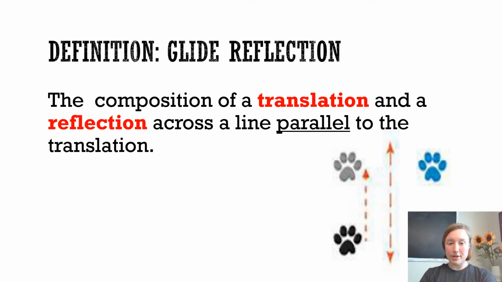So here's our formal definition of a glide reflection. It's the composition, or kind of combining, of a translation and a reflection across a line that's parallel to the translation.